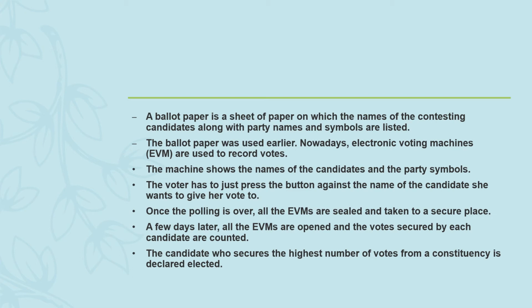Once the polling is over, all the EVMs are sealed and taken to a secure place. A few days later, all the EVMs are opened and votes secured by each candidate are counted. The candidate who secures the highest number of votes from the constituency is declared elected.